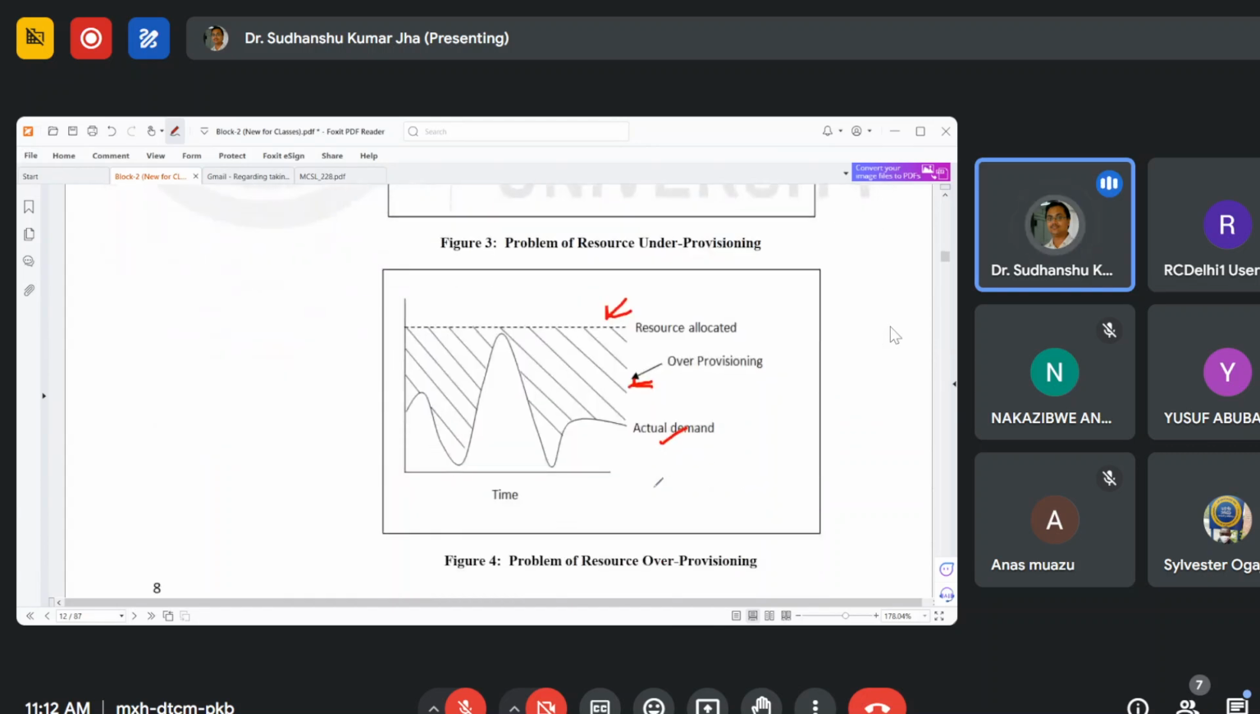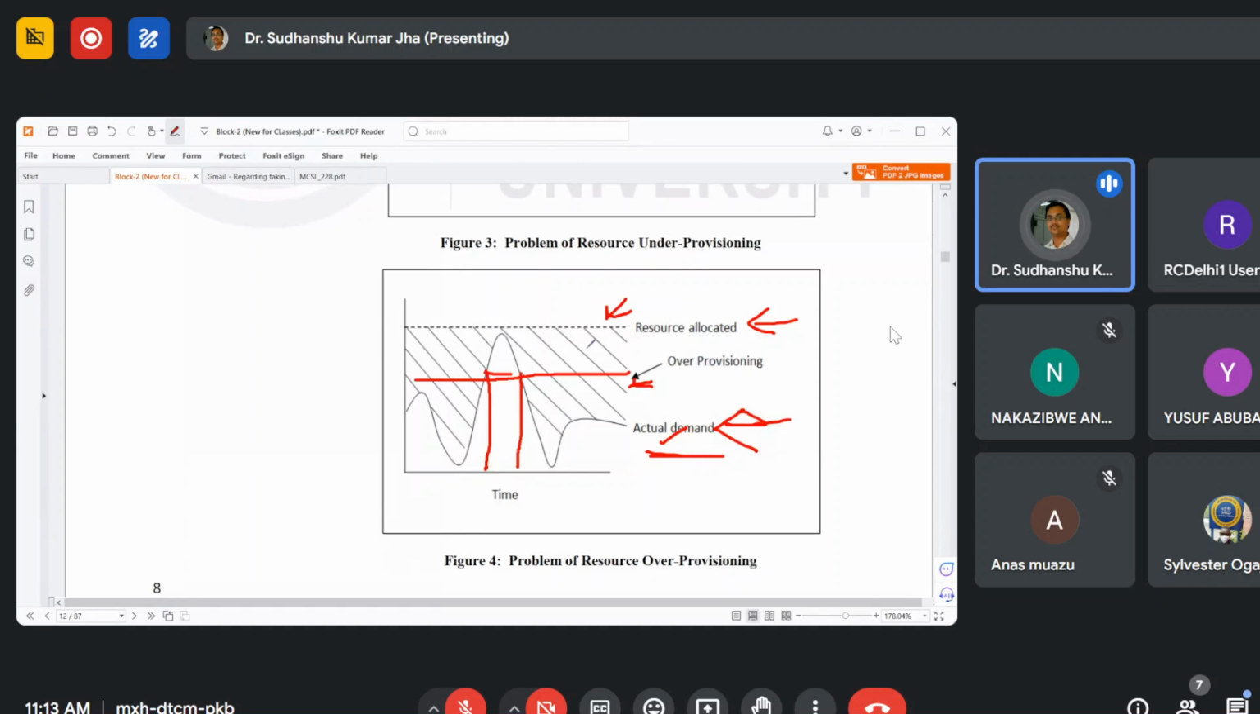Whereas in the case of over provisioning, this is the actual demand, and this much number of resources has been allocated. So your demand is less, and you have allocated a lot of resources before actually starting the work. So for this much amount of time only, these entire resources are under the utilization phase. This is known as over provisioning. If the demand exceeds the resources allocated, then it is known as under provisioning.